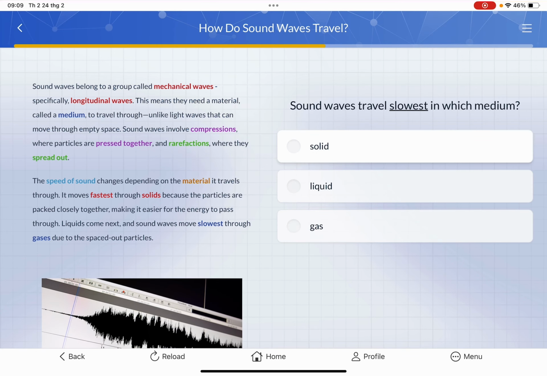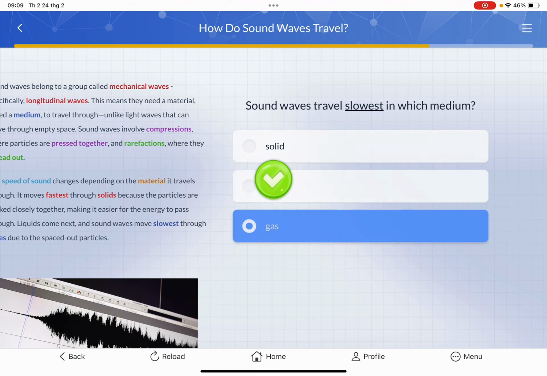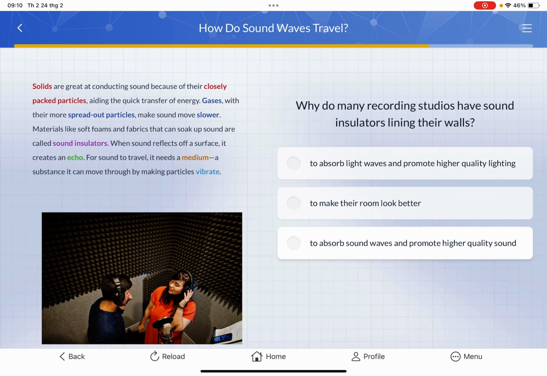Sound waves travel slowest in which medium? Well, it is gas, because due to the spaced out particles, it is harder for a sound wave to travel quickly like in a solid. They're not compressed against each other.